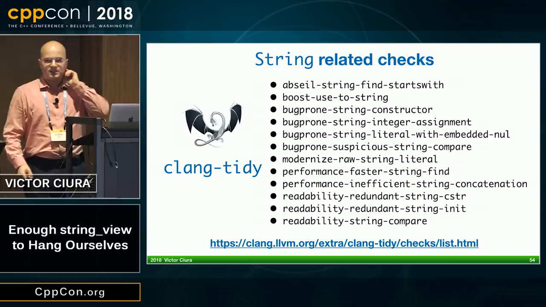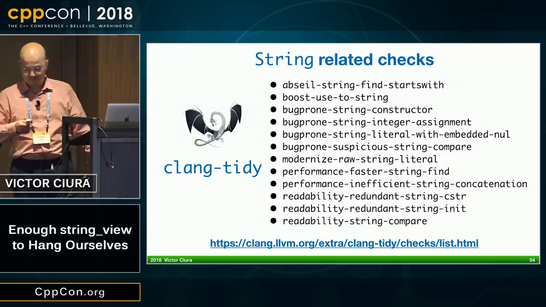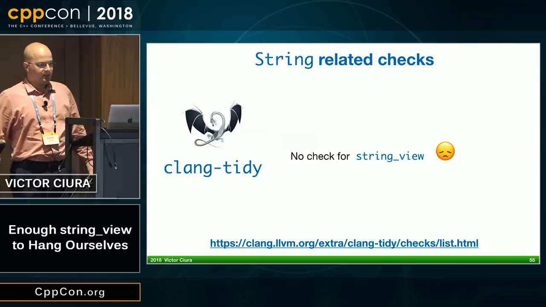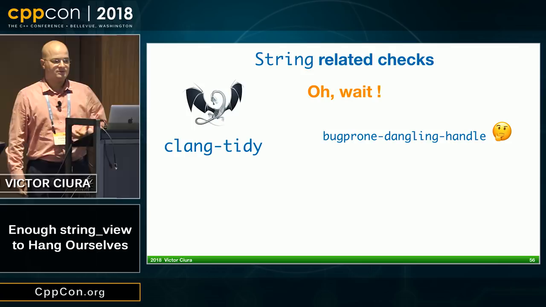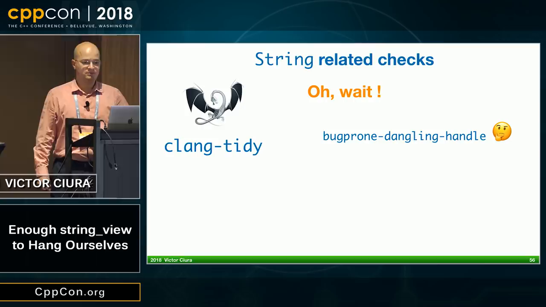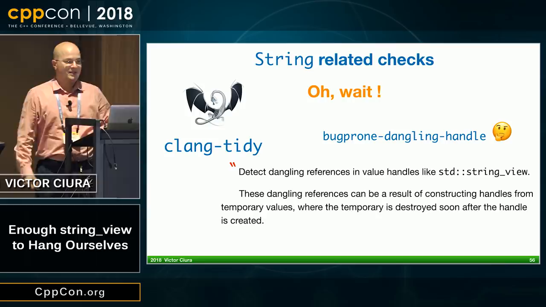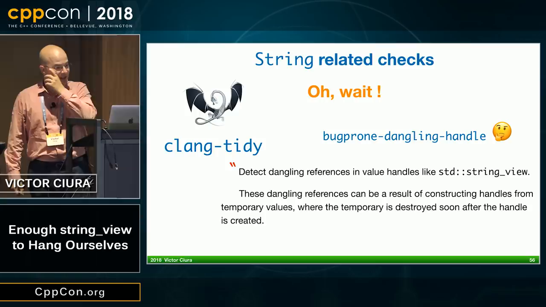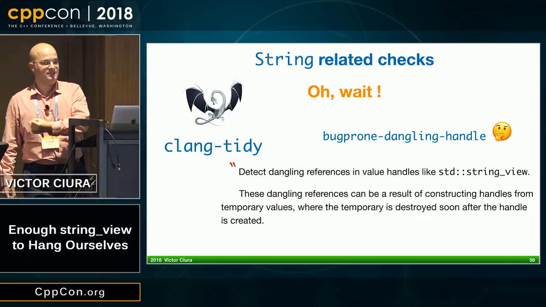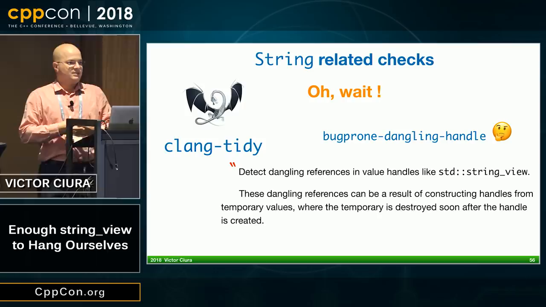Apparently, at first scan, nothing related to string view. That was very disappointing. But if you look carefully, there is a check. It's just in a more general context. It's called bugprone-dangling-handle. Very intuitive name. I actually looked for something related to StringView and couldn't find anything. But if you look carefully, this check can detect dangling references in value handles like StringView. So it's a more general check, but it's basically implemented for string views.